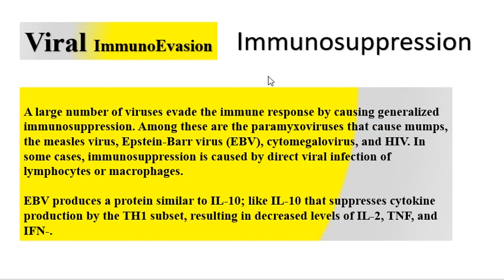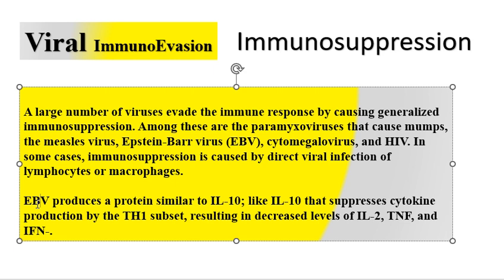However, some viruses may produce immunosuppression, and it will lead to suppression or cause generalized immunosuppression. For example, Epstein-Barr virus or cytomegalovirus and HIV. And in case of Epstein-Barr virus, they produce a cytokine known as IL-10-like. It is not an IL-10, but it is very similar and homologous to IL-10.